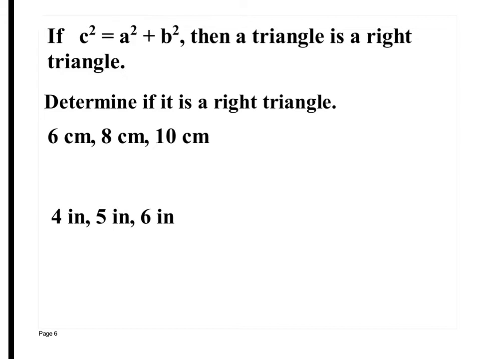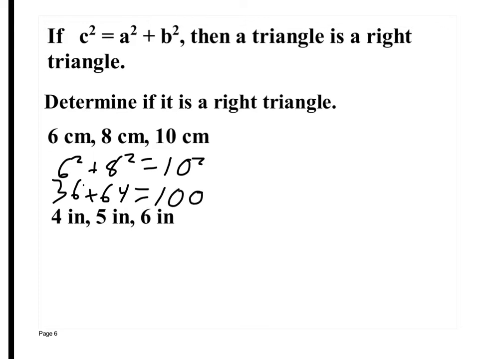So let's do that with 6, 8, and 10. 6 squared plus 8 squared, and we're going to see if it's equal to 10 squared. 36 is what 6 squared is. Then we do 64, because that's 8 squared. And see if it's equal to 100. What is 36 plus 64? It's 100. 100 equals 100, so yes, this is a right triangle.